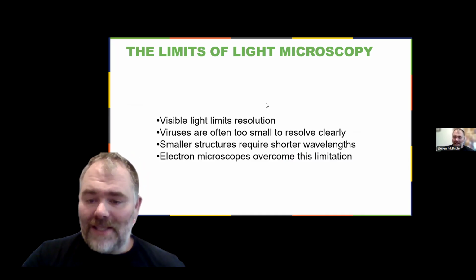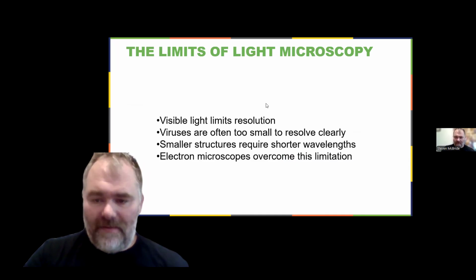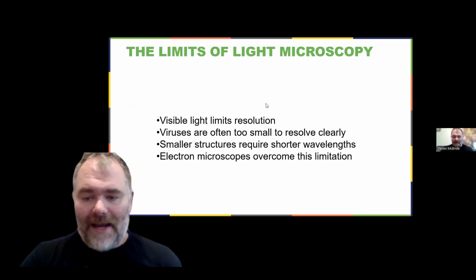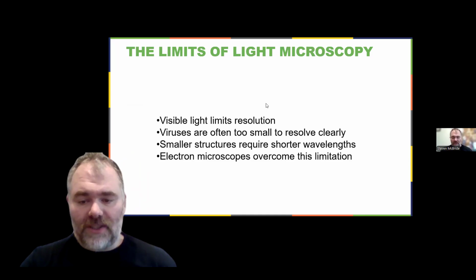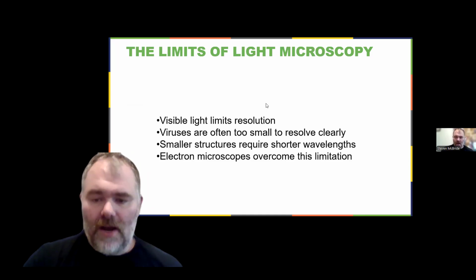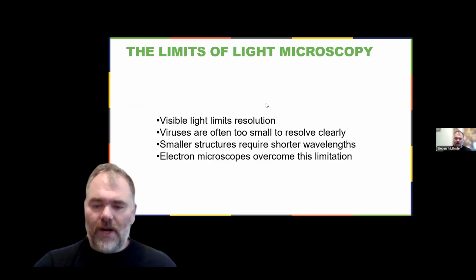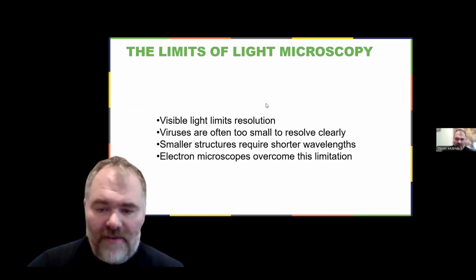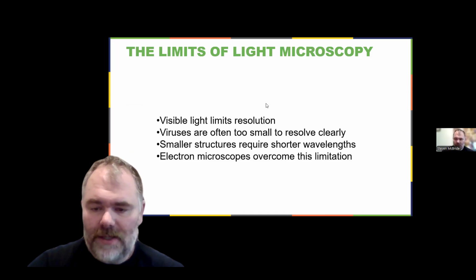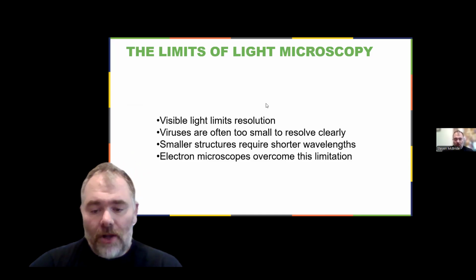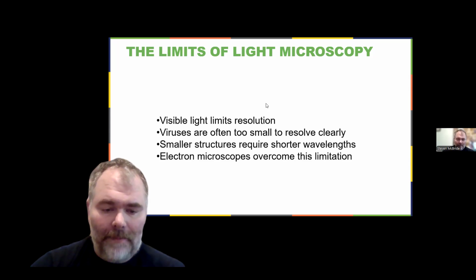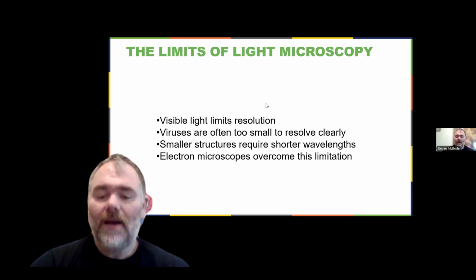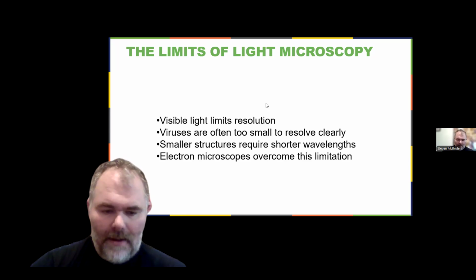Although light microscopy is extremely useful, it has important physical limits. Because visible light has relatively large wavelengths, some objects are simply too small to resolve clearly. Viruses, ribosomes, and very small cellular structures are often beyond the resolving power of standard light microscopes. To observe structures at even smaller scales, scientists developed electron microscopy.